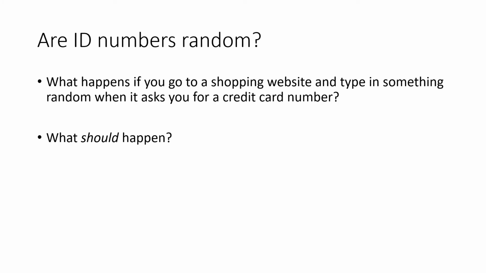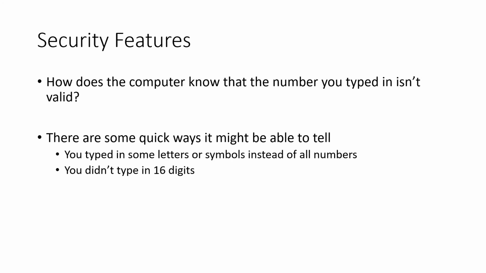They might look random when you look at them. It just looks like this weird sequence of digits. But what happens if you would go to, let's say, a shopping website and type in something random when it asks you for a credit card number? Think about what should happen, right? What do you want to happen in that kind of situation if you just typed in something random? Well, how would the computer know that the random thing that you typed in isn't actually valid?